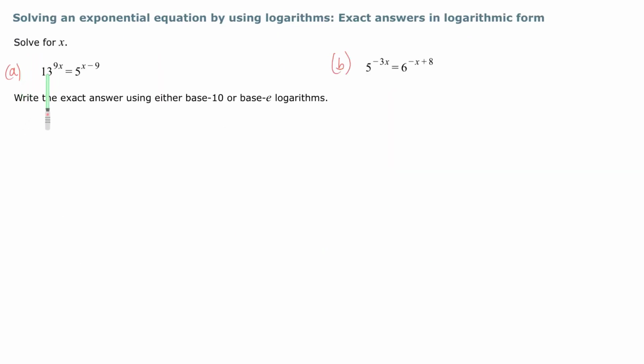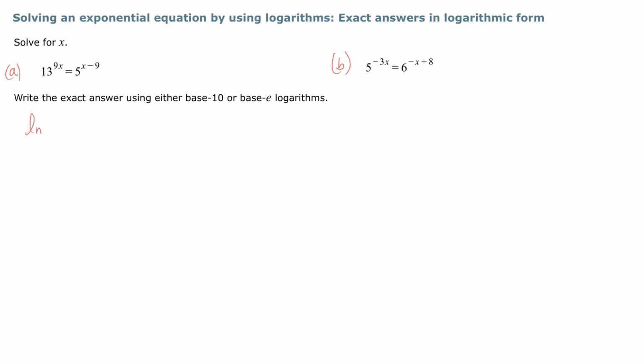Solve for x. Base 13 raised to the 9x is equal to base 5 raised to the x minus 9. These are not common bases. In fact, 13 is a prime number and 5 is a prime number. But we are going to apply a logarithmic function to try to solve for x. Why don't we take the natural log of both sides?